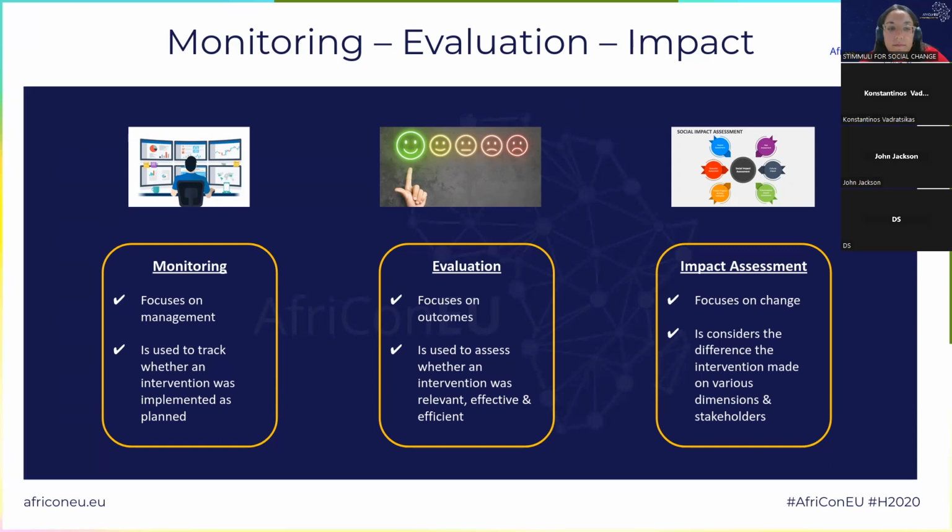An impact assessment plan goes one step further and explores what is the difference the program makes in various dimensions and stakeholders. In the training program example we described here, an impact assessment would have to account for the program's impact on the teachers' professional development, students' performance, school enrollment rates, and other wider implications of the program. So let's see why measuring impact is so important.